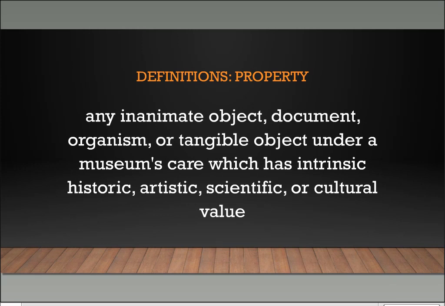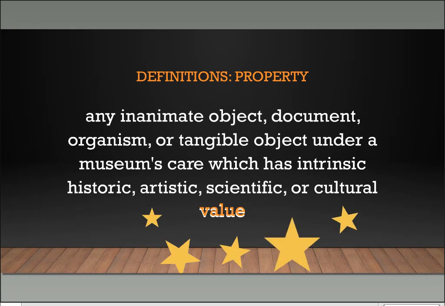All right, property. In this law, property is any inanimate object, document, organism, or tangible object under a museum's care which has intrinsic, historic, artistic, scientific, or cultural value. This value word is very interesting because I don't know if the law assumes that everything on our site that is undocumented or unclaimed has value, or if the law applies only to things which have value.